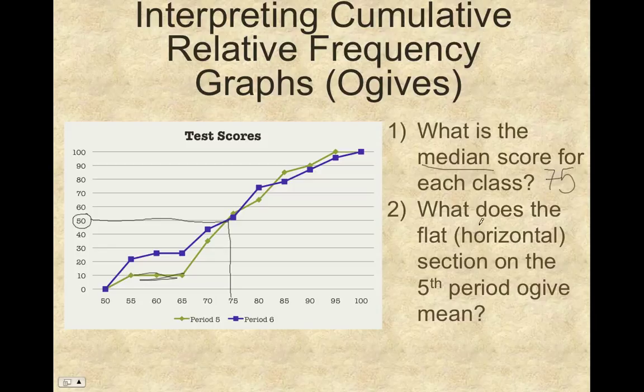Now, what did the horizontal section on fifth period indicate? Well, it indicated that nobody scored between a 55 and a 65. Nobody got on the bus between those two stops.